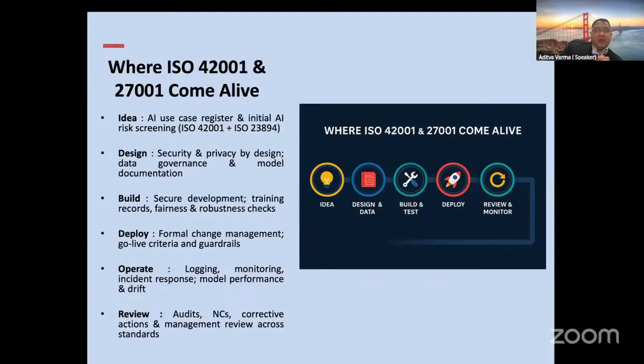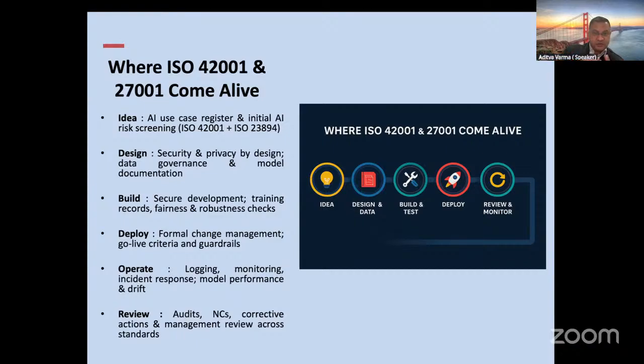And ISO 42001 focuses on data governance and documenting model design and assumptions, so both these things go hand in hand. So you can't have 42001 existing without 27001. In the build and test stage, ISO 27001 emphasizes secure development and environment segregation. And ISO 42001 expects training records, test evidence, and checks for bias, robustness, and reliability. So you'll realize that both the standards are going hand in hand.